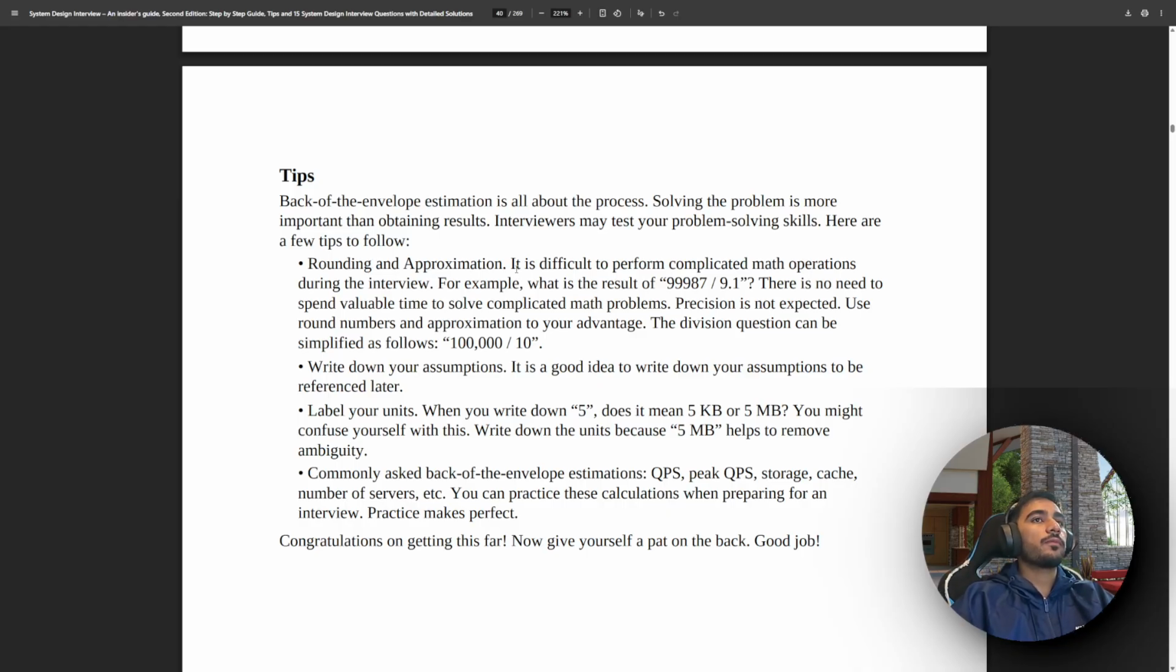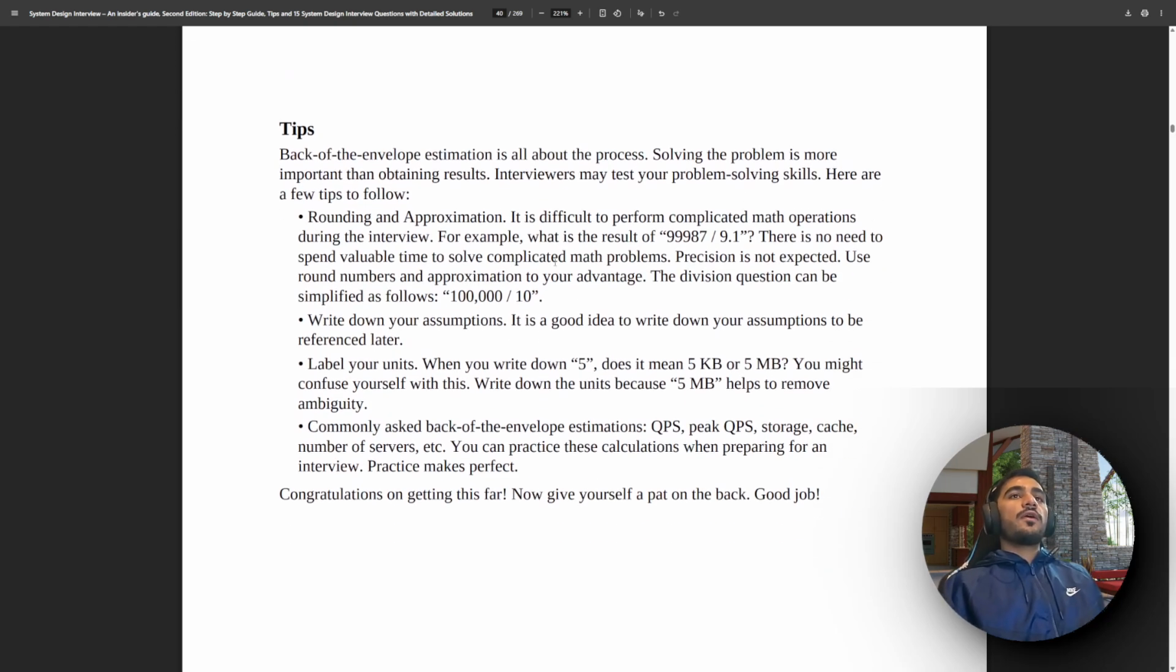Rounding and approximation. It is difficult to perform complicated math operations during the interview. For example, what is the result of 9987 by 9.1? There is no need to spend time going over this. Just keep it as a number. You are not a calculator. You are someone who takes decisions, and those can be delegated. So you can just write and go on with this. There is no need to spend valuable time to solve complicated math problems.